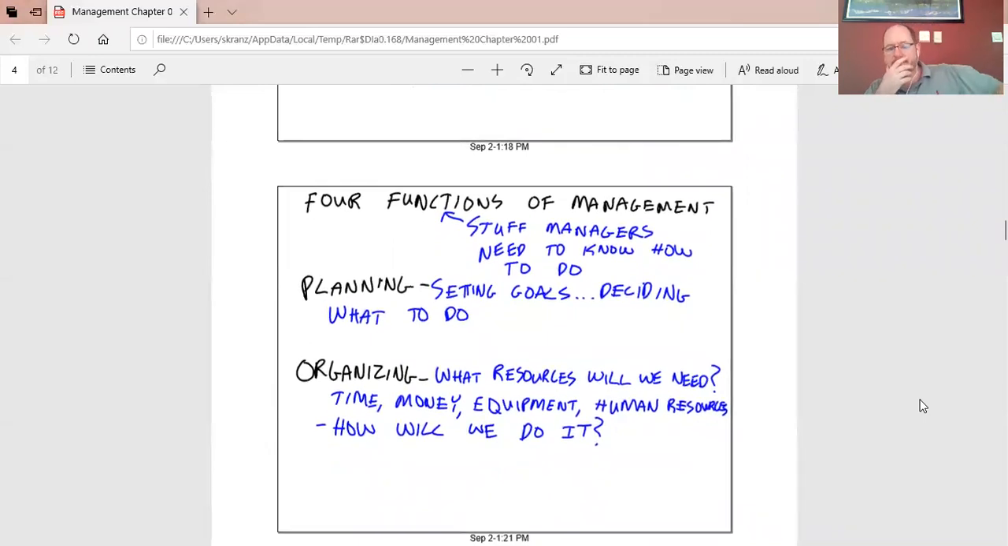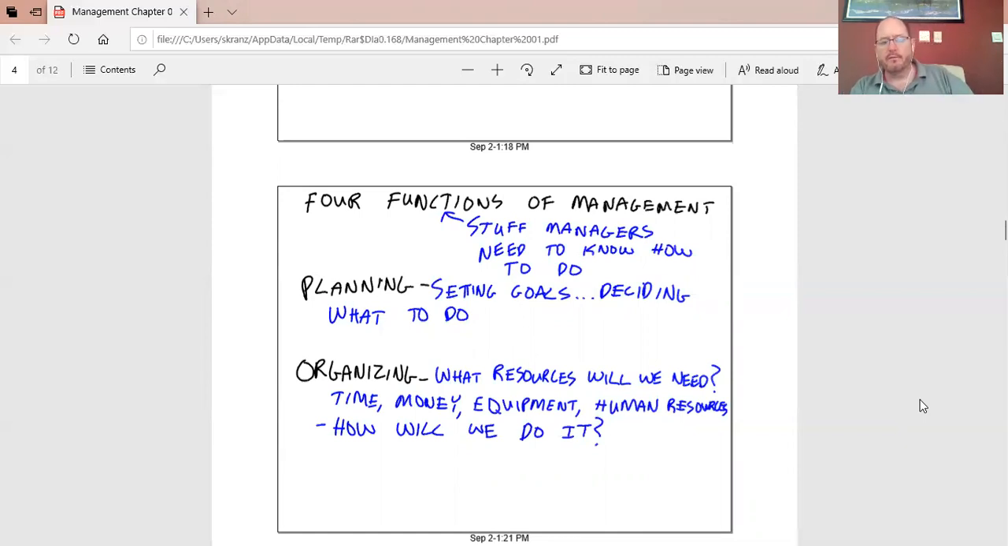Now on to the 4 functions. The 4 functions of management, the word function simply means the stuff that managers need to know how to do. My function is, I'm a teacher. So people who study management have come up with these 4 things that all managers should know how to do, okay? The first is planning. Planning is setting goals, deciding what to do.